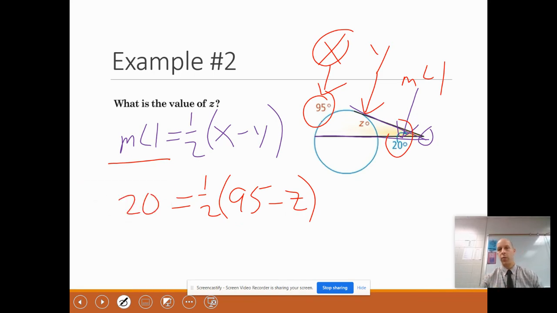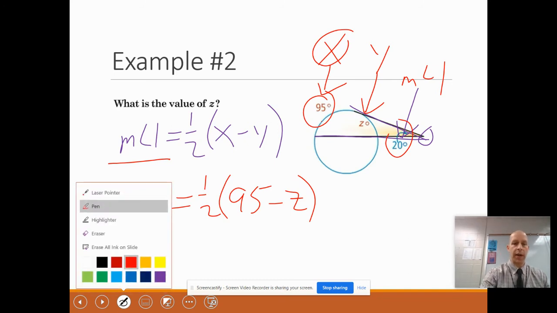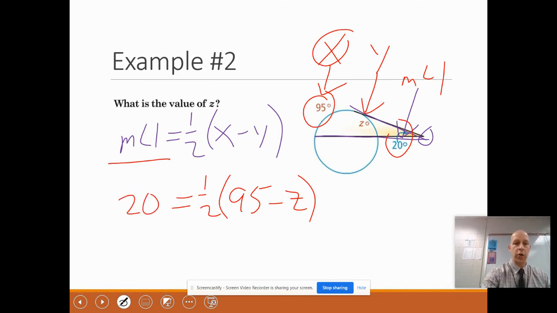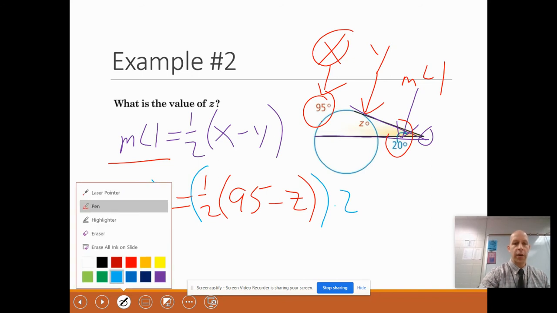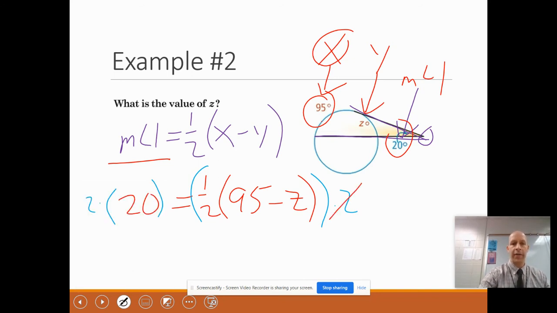And so anyways, that's why I made the 95 the x and not the y. So now we've got this equation. How are we going to solve that? Well, the first thing I would do is multiply both sides by 2. So I'm going to multiply this side by 2, and I'm going to multiply this side by 2, and that's going to cancel the 1/2.